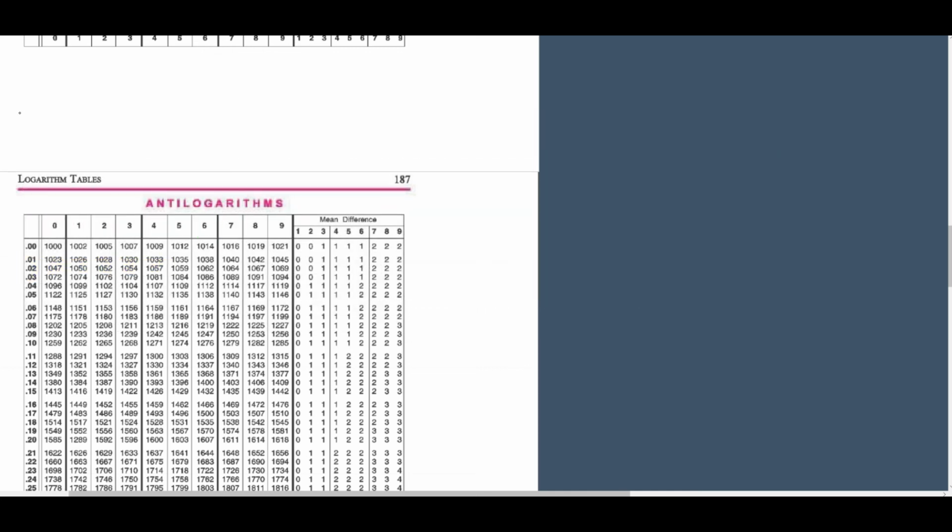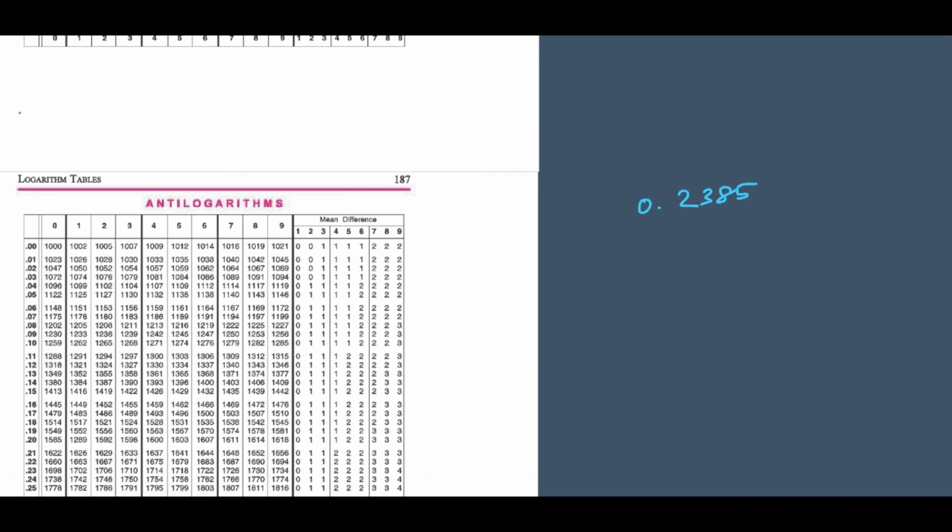So my number is 0.2385 when you are going for antilog. This was positive only, so here 0 is there, so directly we can make it 10 power 0. So 0.2385 we have to focus. So where is my 23? 23 is here.